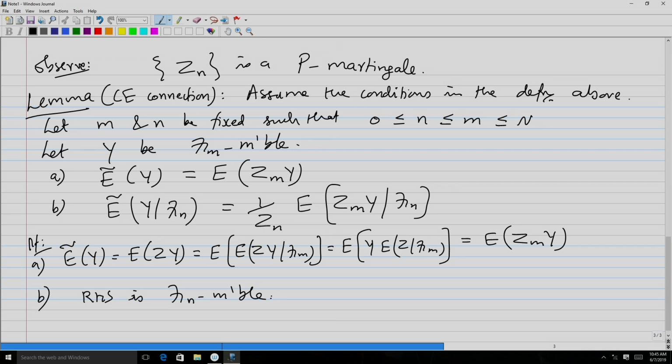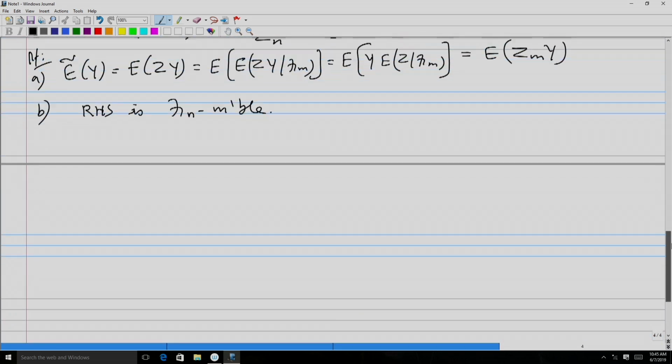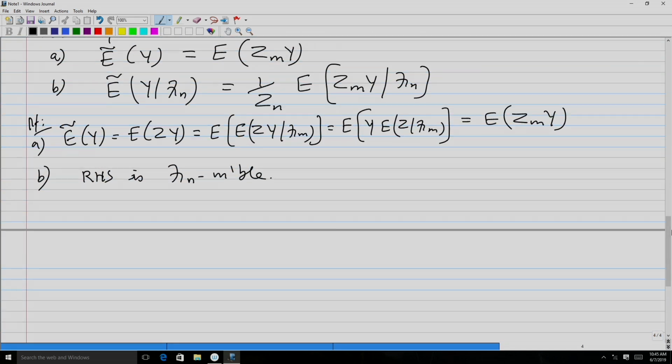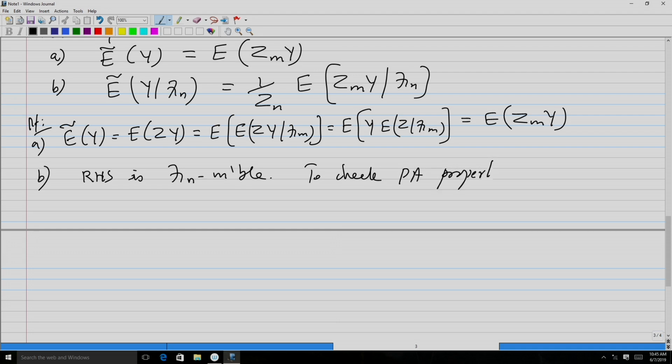Okay. Now, this part we will utilize. So, this is what we have seen, that the RHS is really an F_n measurable quantity. Now, this partial averaging property is what we have to check. So, to check the PA property, the partial averaging property, is what we have to check.